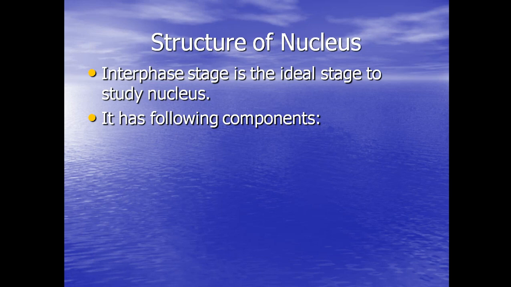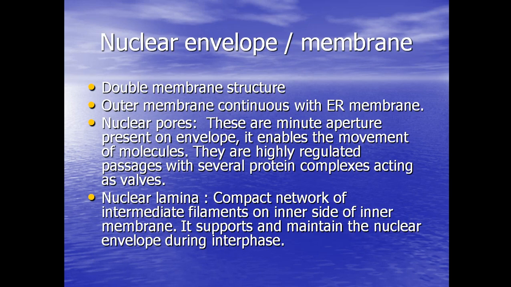So that's why in a non-dividing cell, when the cells are not dividing, probably that is the most ideal stage, and that stage is known as interphase to study the nucleus. Now within the nucleus you can see the following components. I have told you what those components are. One is the nuclear envelope and membrane, second being the nucleoplasm, third being the nucleolus. These are the three important structures.